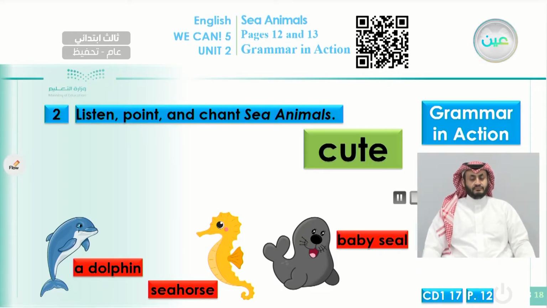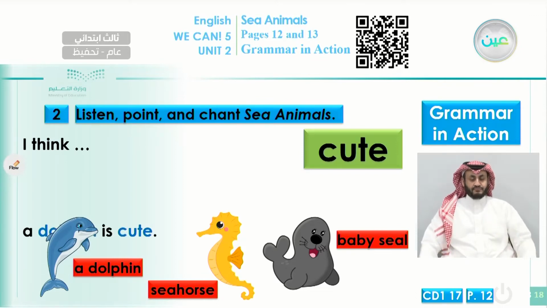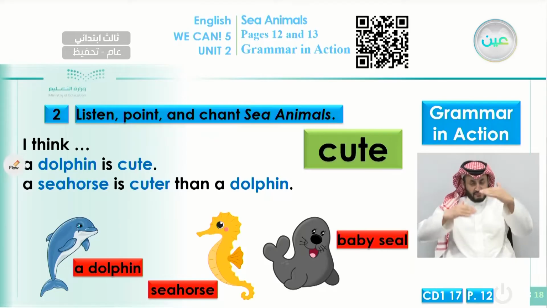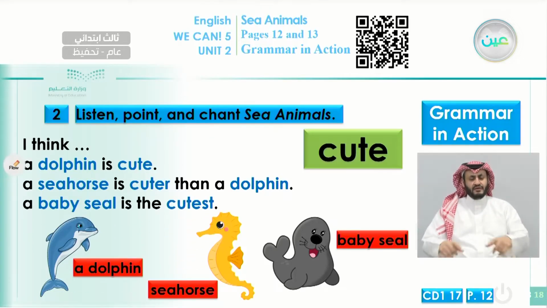Exercise 2. Listen, point, and chant sea animals. I think a dolphin is cute. I think a seahorse is cuter than a dolphin. I think a baby seal is the cutest.